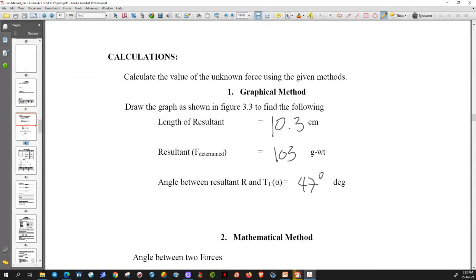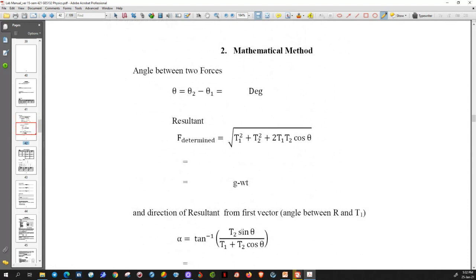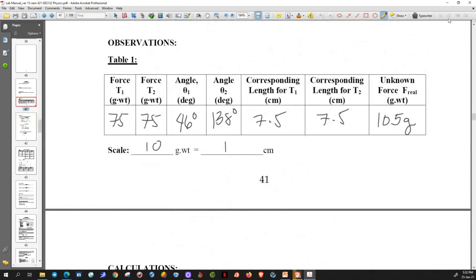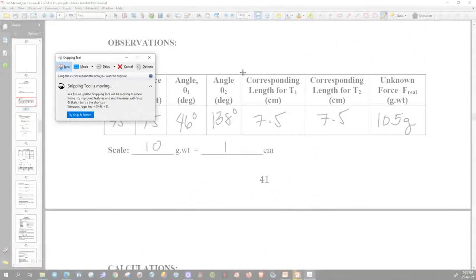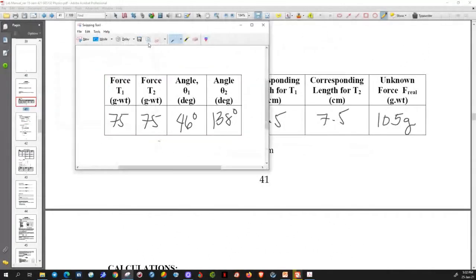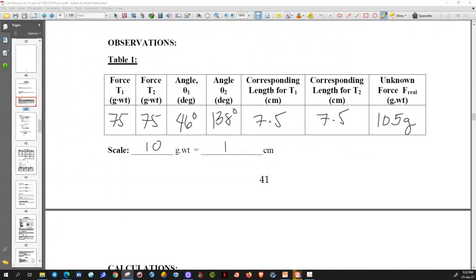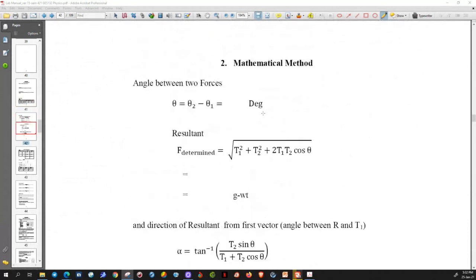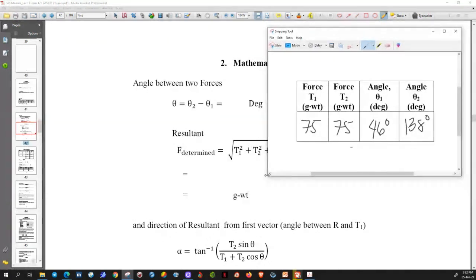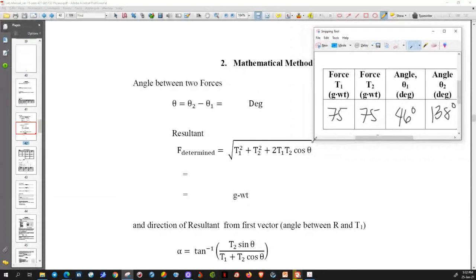Now let's continue. What's the second method for finding the unknown mass? Okay, the second method is the easiest one. It's called mathematical method. So what I want to do is, first I want to take these values, okay? Let me take a screenshot of these values. There, okay? And then I will scroll down to the mathematical method. In the mathematical method, you have to substitute these values using a given equation.